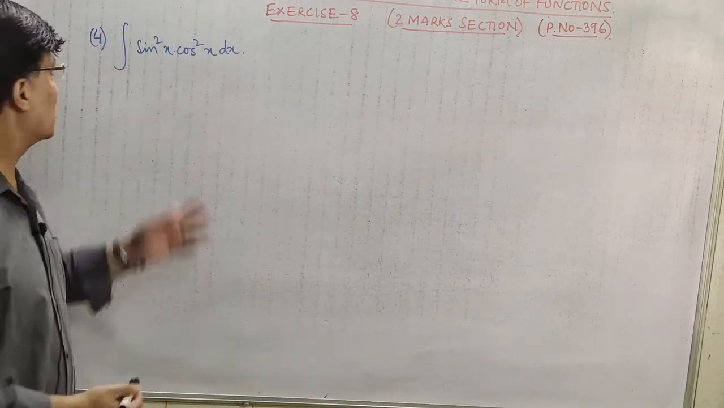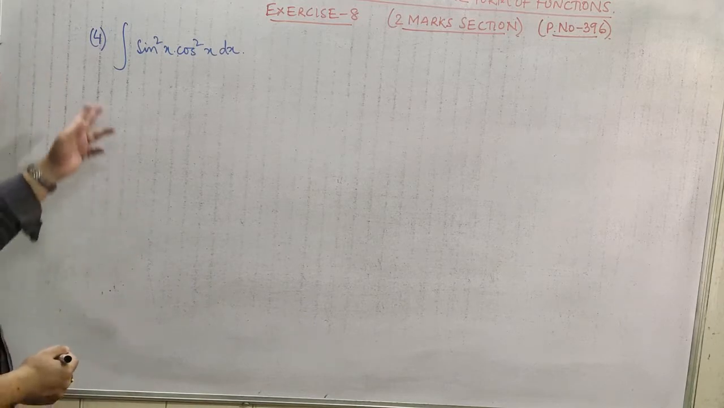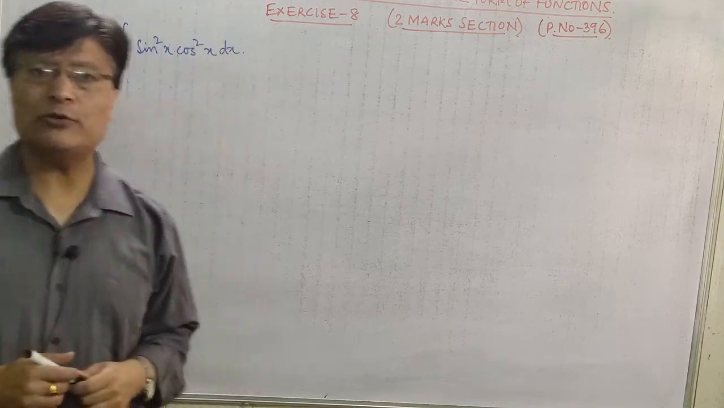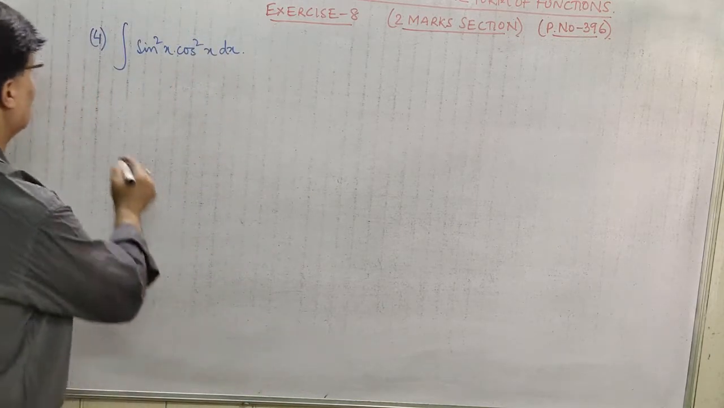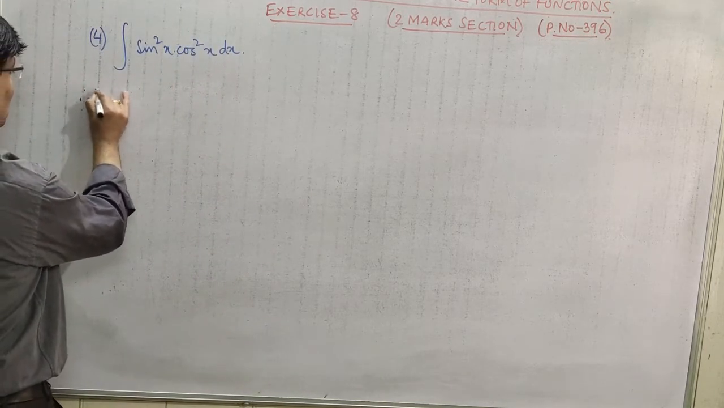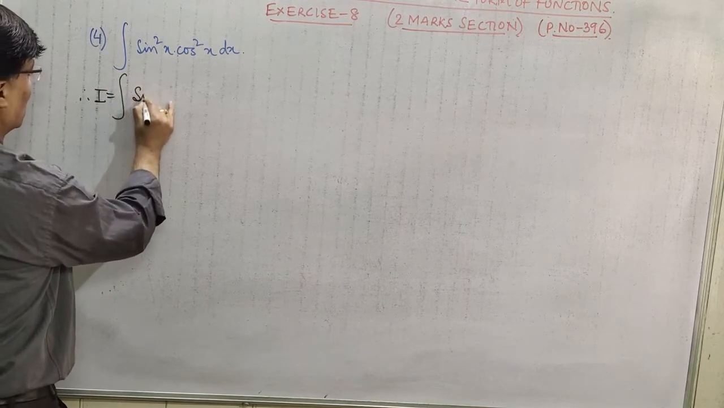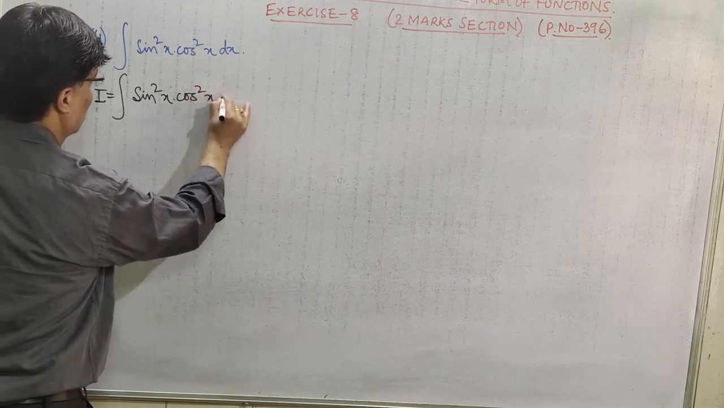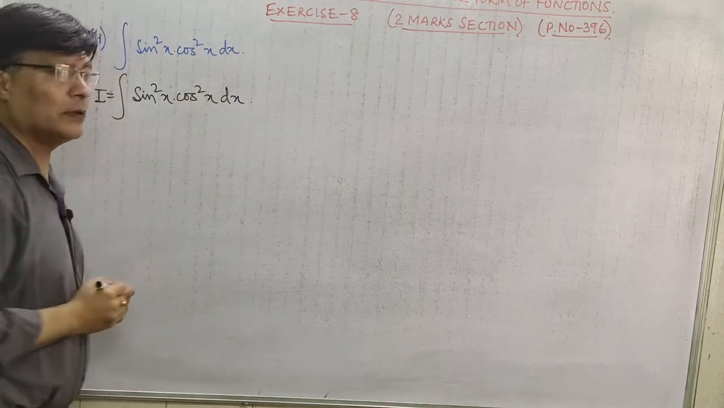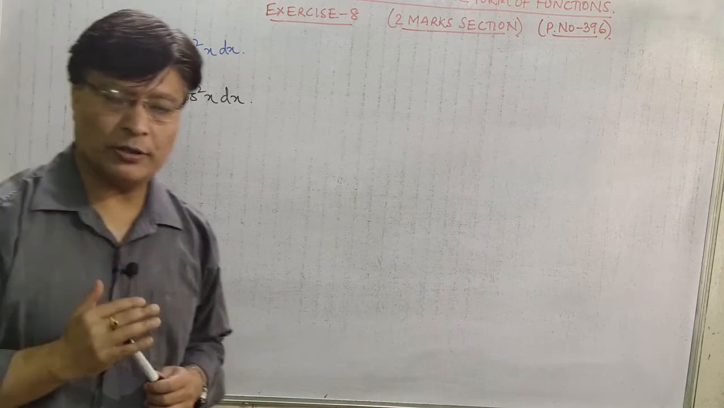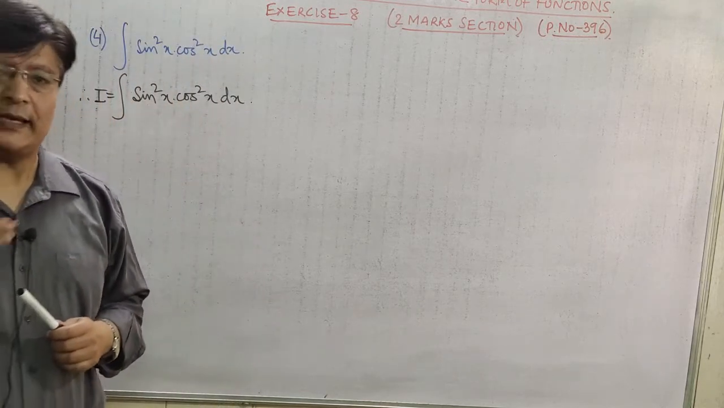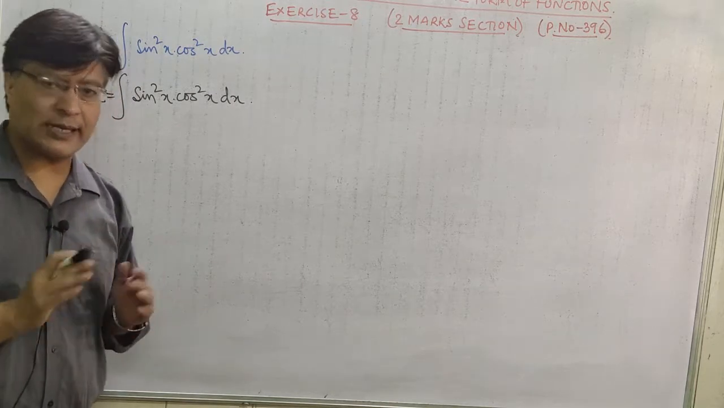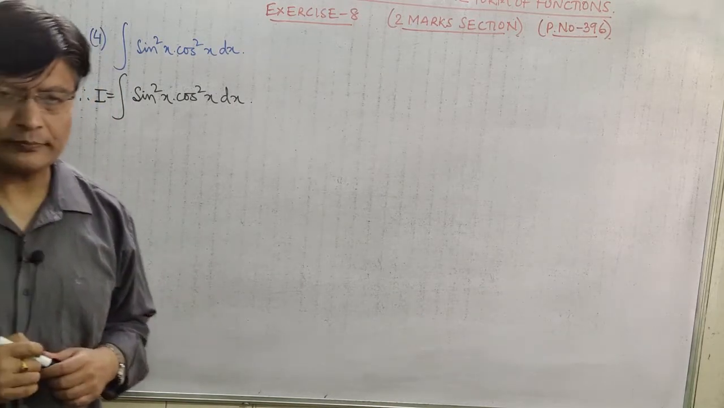So now we'll do the next question, that is question number 4, that is integration of sine square x cos square x dx. So how can you do this integration? Okay, so let us first write I is equal to integration of sine square x into cos square x dx. Now in this case, both the trigonometric functions are there, that is sine x as well as cos x. And both the powers of sine x and cos x are even out here.